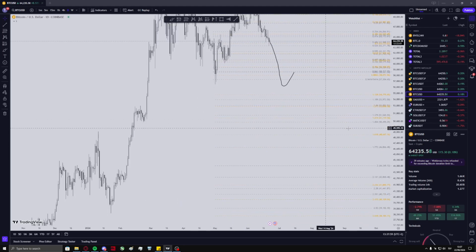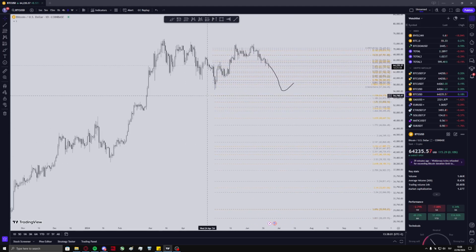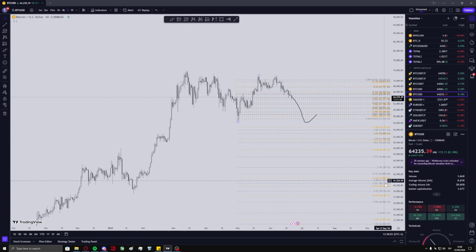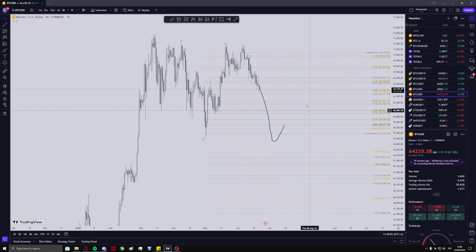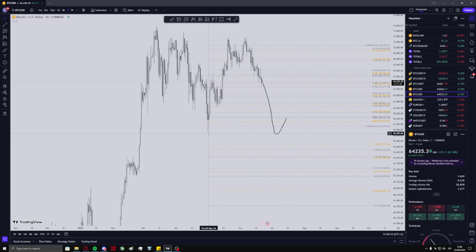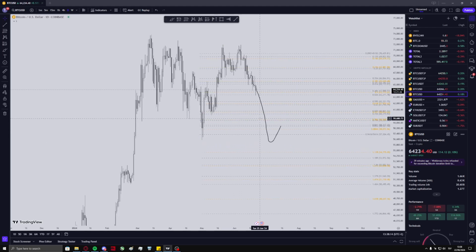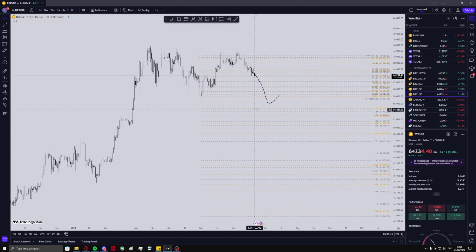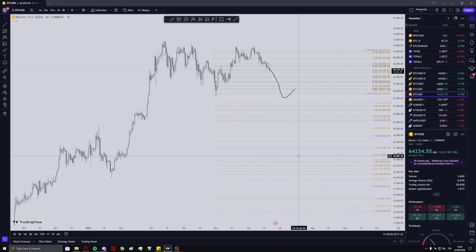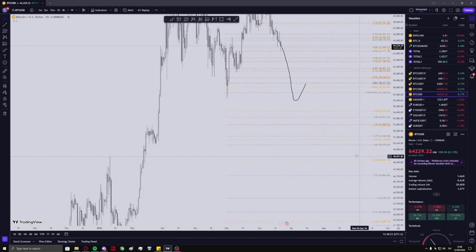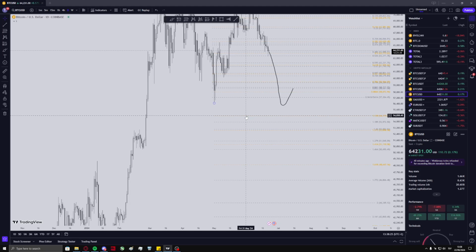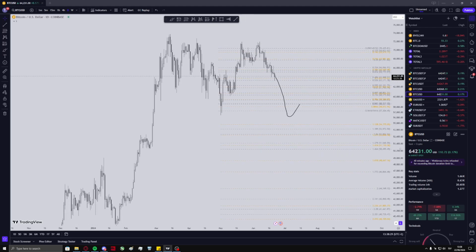And essentially these numbers are your extension fibs, which work exactly the same way as the retracement ones, but you can use them to measure extensions of a move. So if you have a range, you can measure how far a move could go to the downside, right? And find your areas where you'd be interested in buying, for example, right?